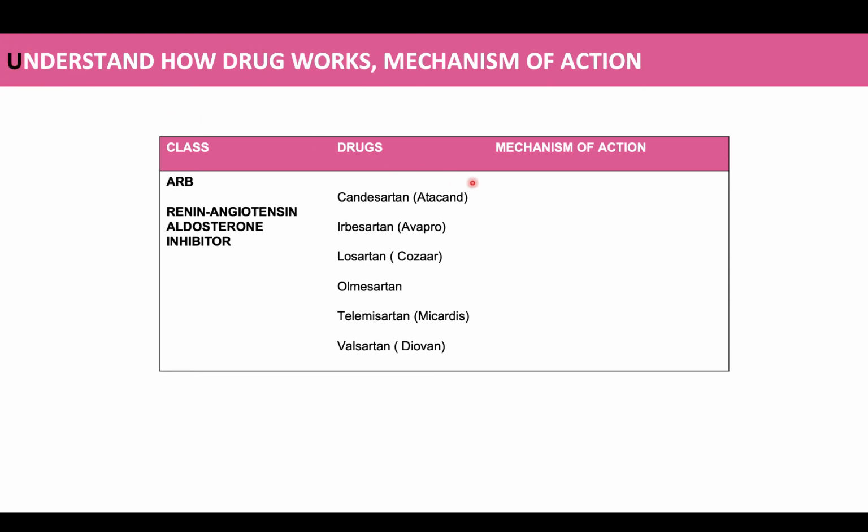U stands for the mechanism of action. So this is basically understanding how the drug works. And the ARBs block the vasoconstricting and aldosterone secreting effects of angiotensin II.